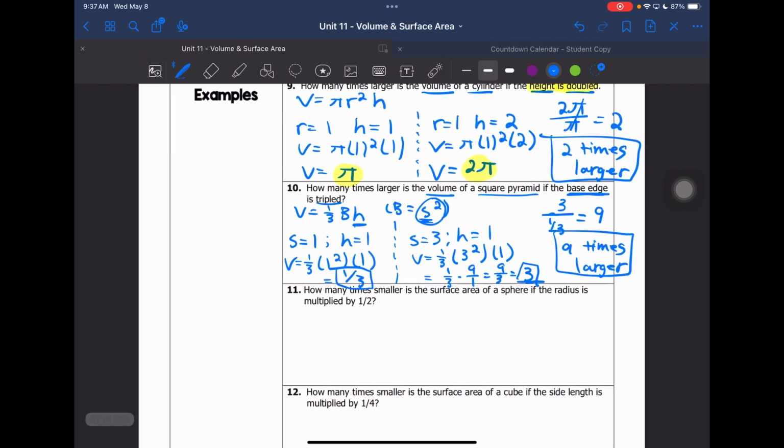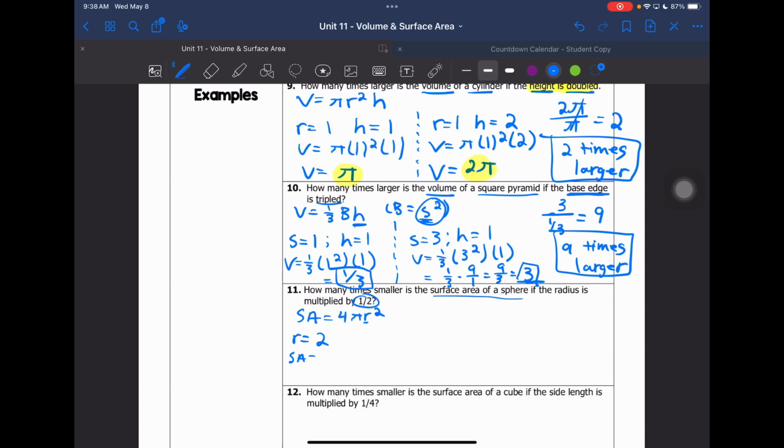Number 11 says, how many times smaller is the surface area of a sphere if the radius is multiplied by 1/2? So surface area of a sphere has its formula. That's 4 pi r squared. All we need to know is the radius. Let's just pick a value for our radius, something that can be easily halved. So 2 would be a good number.